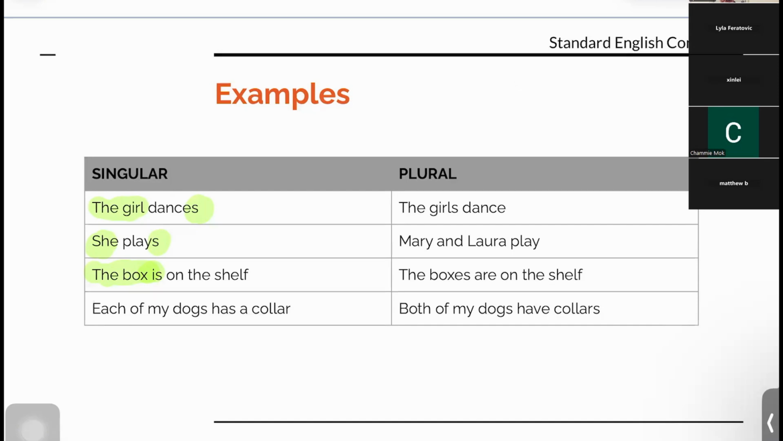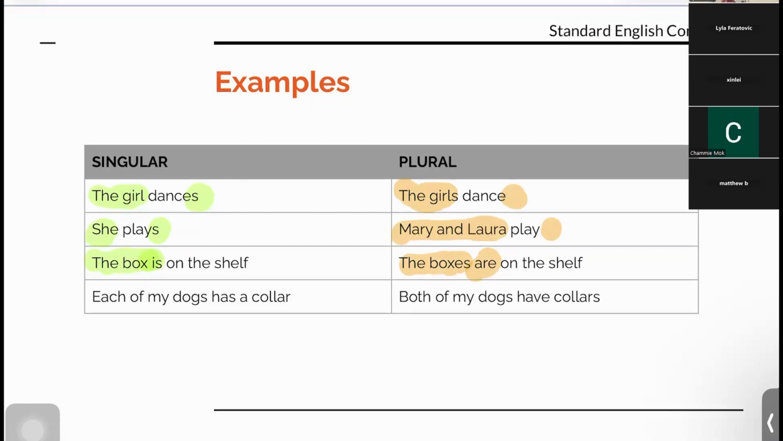Same deal with this stuff on the right. The girls, that's a plural subject. Dance, no S at the end. Normally, if that verb does not have an S at the end, you're working with plural forms. Same deal. Mary and Laura play, right? The boxes are. That's the plural form of to be. Is becomes are when you're talking about multiple boxes. And then we have has, with an S. Normally that's the singular. And then have, no S. Normally that's the plural.